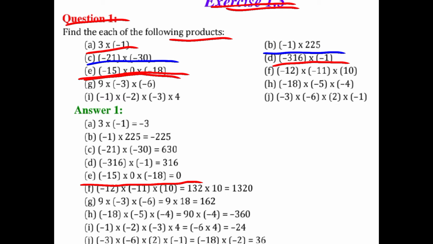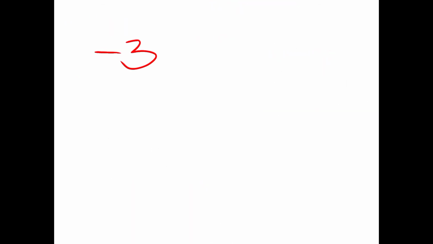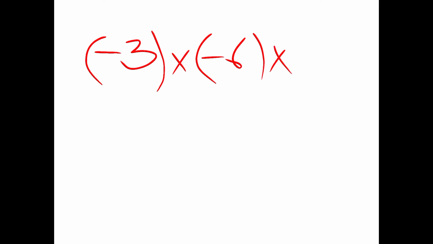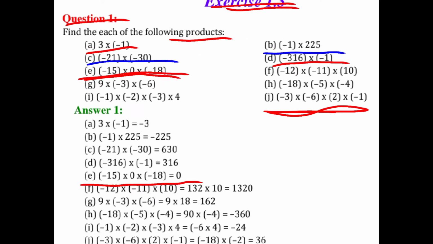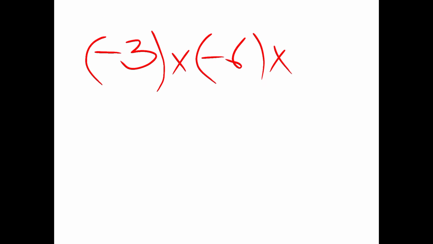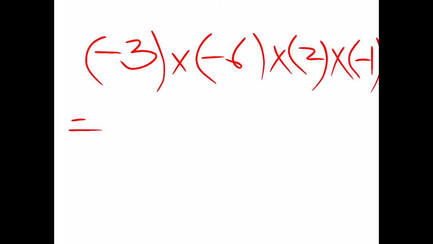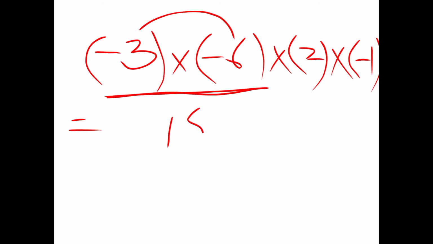Let's take this J part. It is negative 3 into negative 6 into 2 into negative 1. Let's try multiplying these numbers in pairs. So let's try multiplying these two first. 6 threes are 18, right?